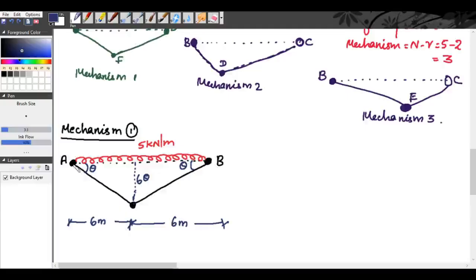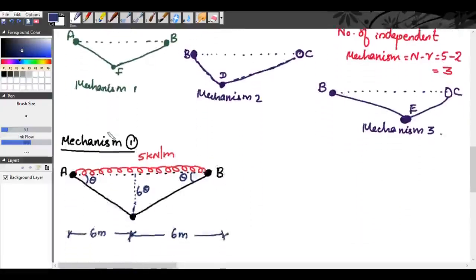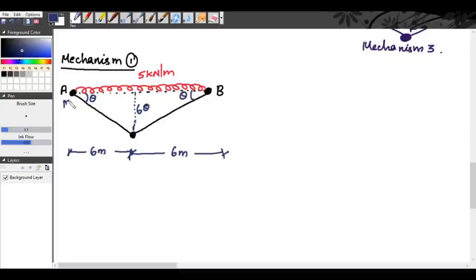Now here the plastic hinge is given in the span AB. For the span AB, the plastic moment is MP, right? So here the plastic moment is MP, here the plastic moment is MP, and here also the plastic moment is MP.